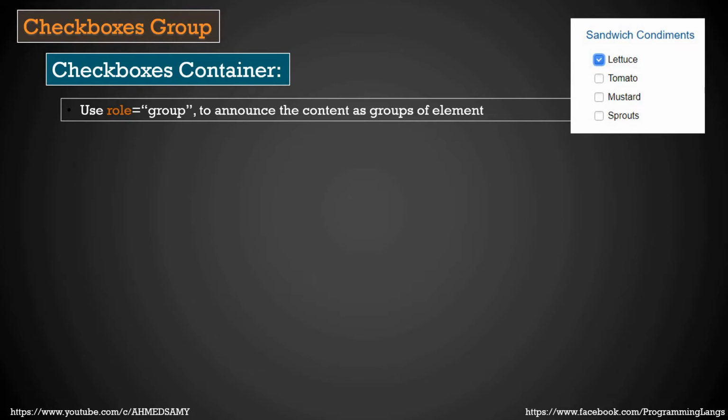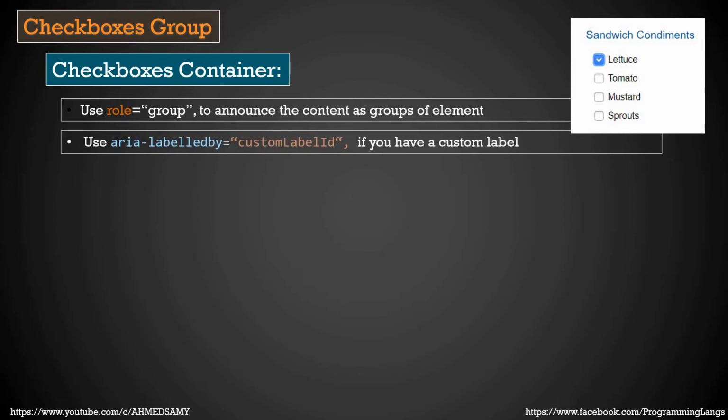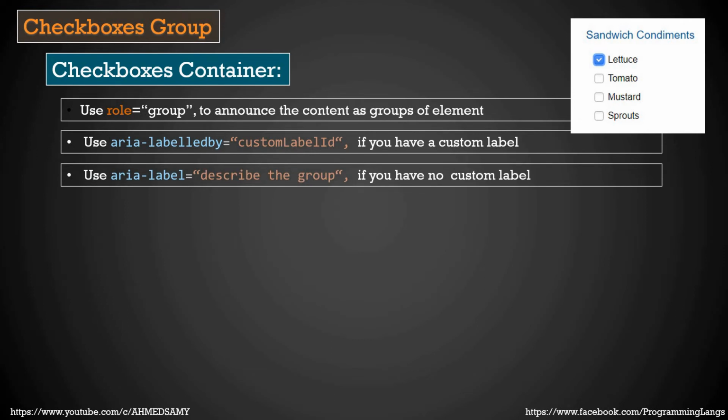So when the first checkbox gets focused, it will be announced that this checkbox belongs to a group of checkboxes. And for aria-labelledby, we are going to give it the ID of the label which contains all these checkboxes together. Okay, continuing. aria-label is for the container itself to describe the group, in case you don't have a custom label. As you can see, here is the sandwich condiments. There is a custom label for all of them. If you don't have something like this, you should use aria-label on the group container, instead of aria-labelledby.